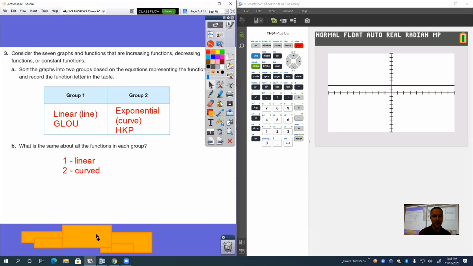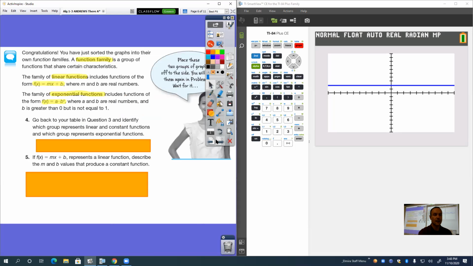What is the same about all of them? You have linear and you have curved. So we just sorted things into a function family. So we're going to group these into different function families. The first one is the family of linear functions. Linear functions form a straight line. Your basic generic form of a linear function is this: f of x equals mx plus b. That is very, very important to memorize.